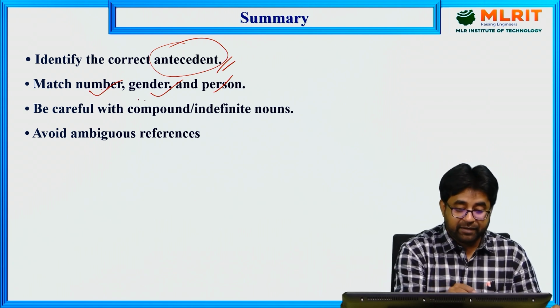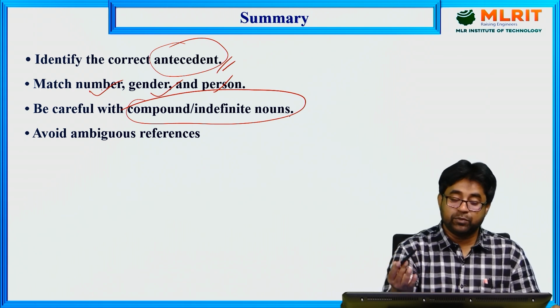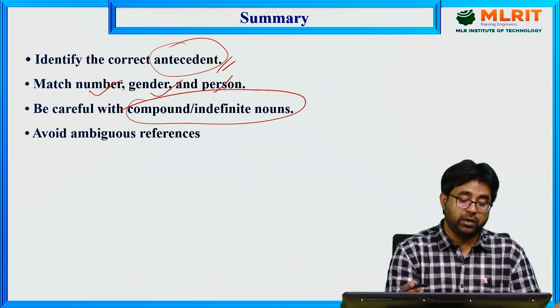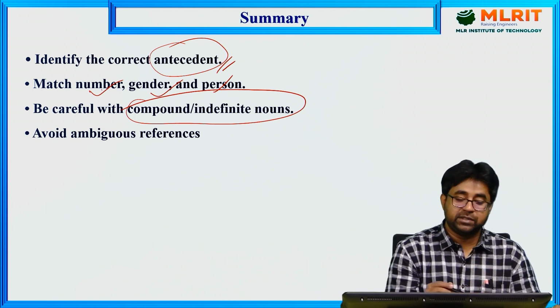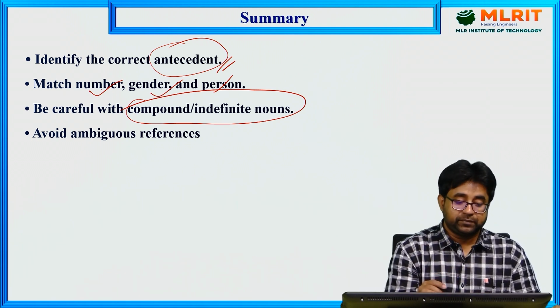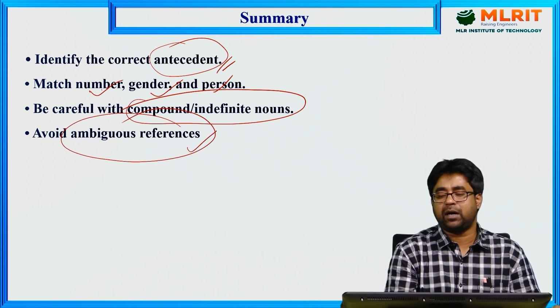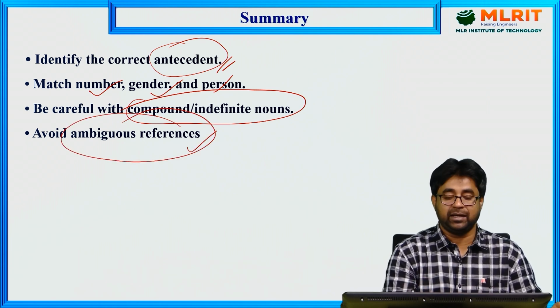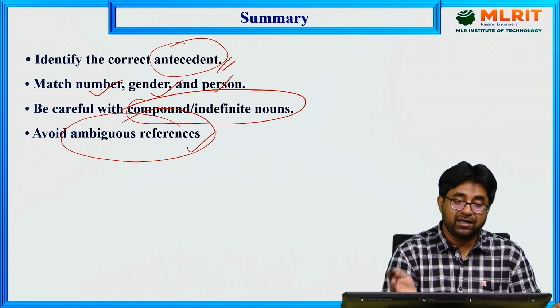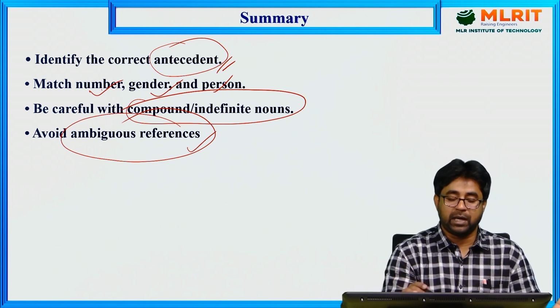And then be careful with compound or indefinite pronouns. Whenever we are using indefinite pronouns or compound antecedents, we need to be clear because we need to first decide the number. And then avoid ambiguous reference. Do not use a pronoun when the reference is not clear. If a pronoun is not clearly referring to a noun or another pronoun, it's better not to use the pronoun at all.